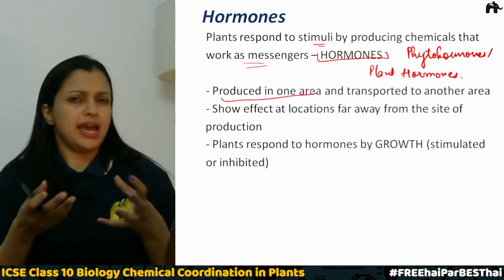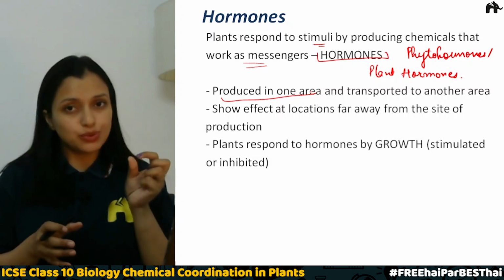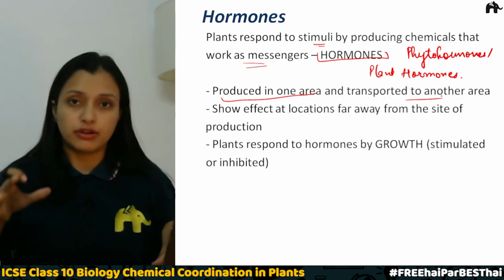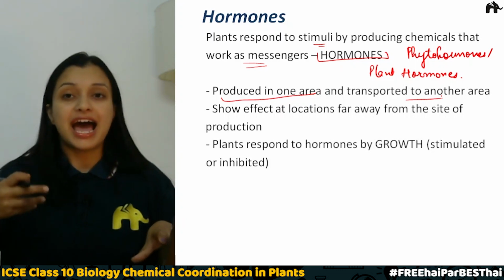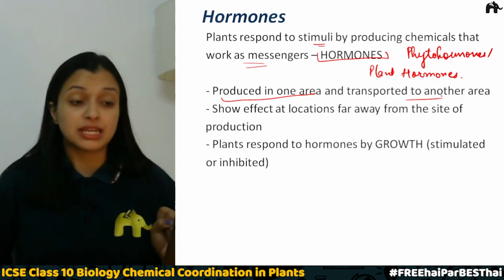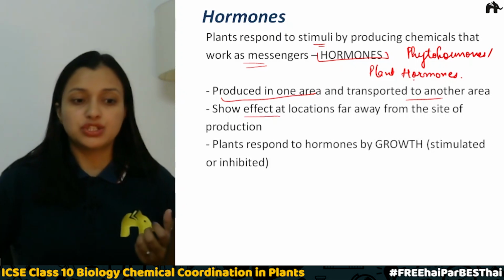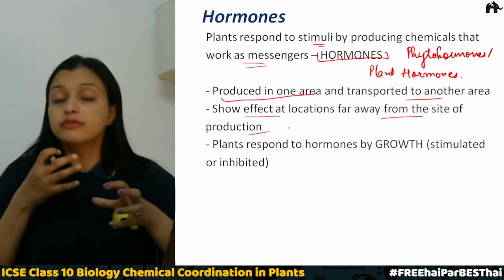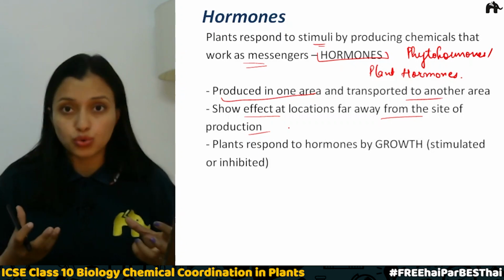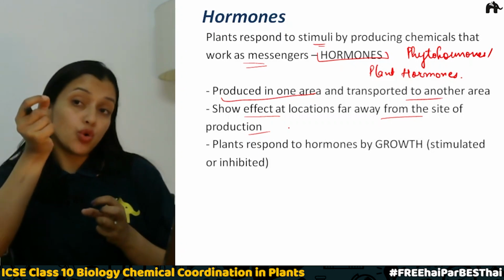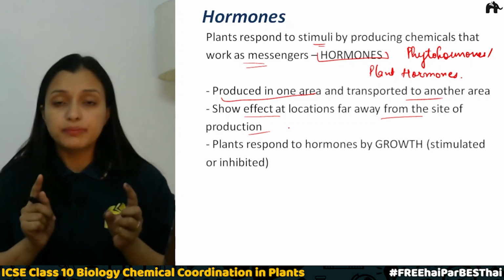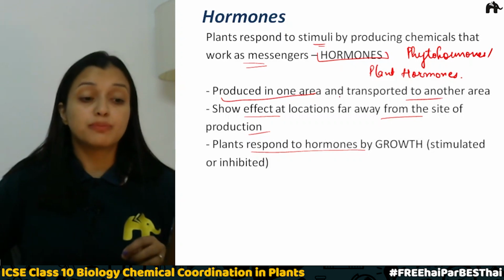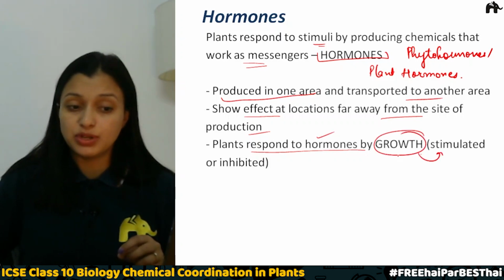Now, as we have studied in case of animals, these are produced at one site, at one location, and then they are transported to other areas where they actually respond, where they create a stimulus, and hence there is a response that we can see in plants. They show effect at different locations which are far away from the site of their production. Especially in plants, the movement is shown in the form of growth. Either a plant will grow or the growth will be inhibited. That is the kind of response to the hormones that can be seen in plants. So plants respond to hormones by growth. It can be stimulated, it can be inhibited.